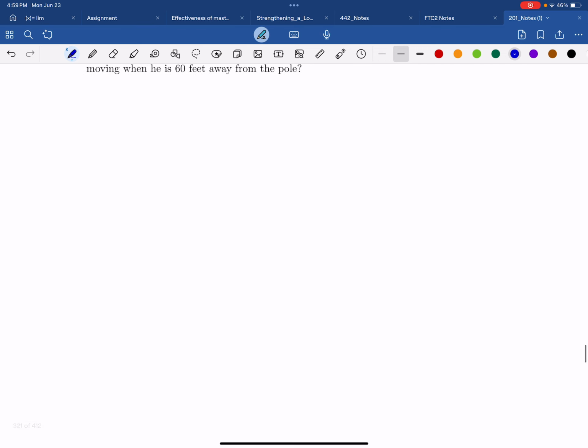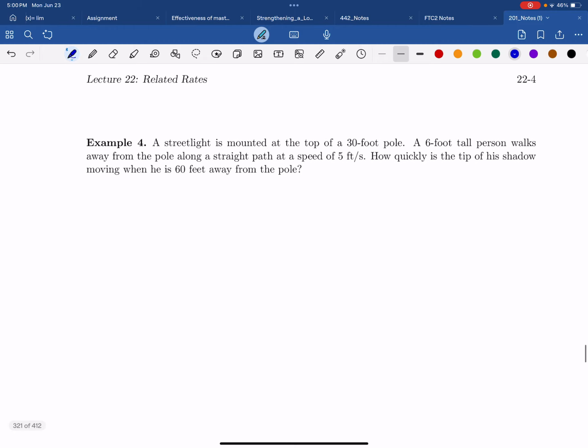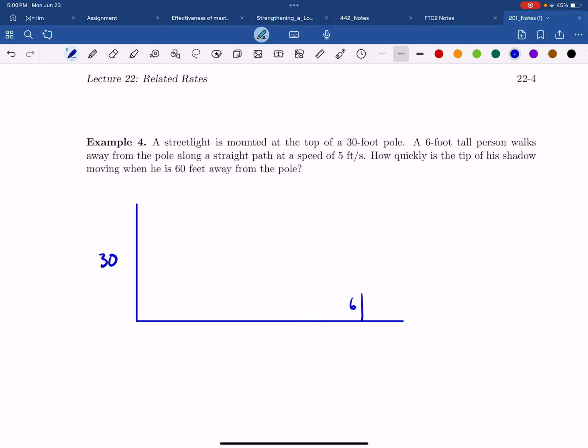All right, now one more example. Just one more example. This one we might want to draw a picture. Pause the video, read the example. Here's what we've got. Note that this is not drawn to scale. Doing my best here. Something like this. 6 feet right there. 30 feet right there. All right, let's see this situation right here. Right, we've got that.